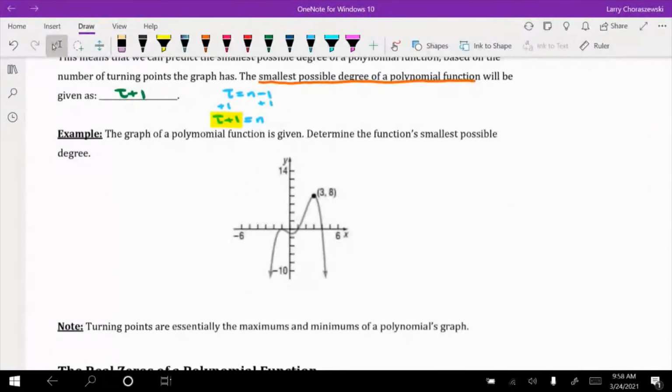And to wrap things up before our break, we have a graph of a polynomial function here, and it says determine the function's smallest possible degree. In order to answer that, we need to look at how many turning points this graph has.